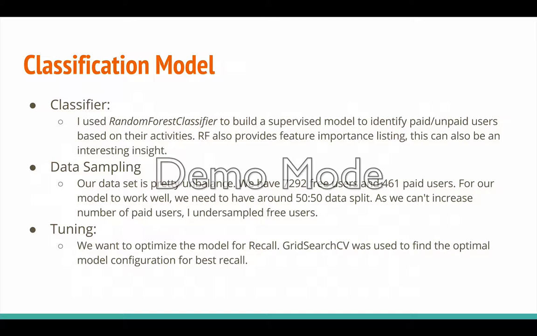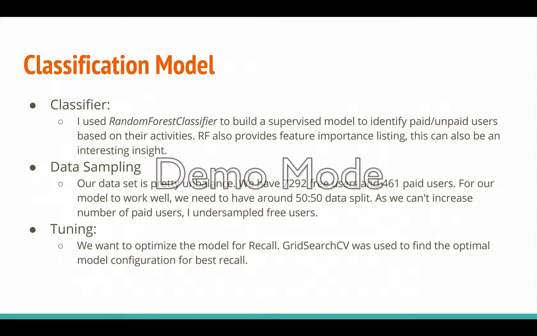So now that we have looked at the data, let's see how I built the classification model. I used a random forest classifier to build a supervised model to identify paid versus unpaid users. One interesting thing, as I was mentioning before, is that our data set is pretty unbalanced. We have more than 7,000 free users, and we have around 461 paid users.